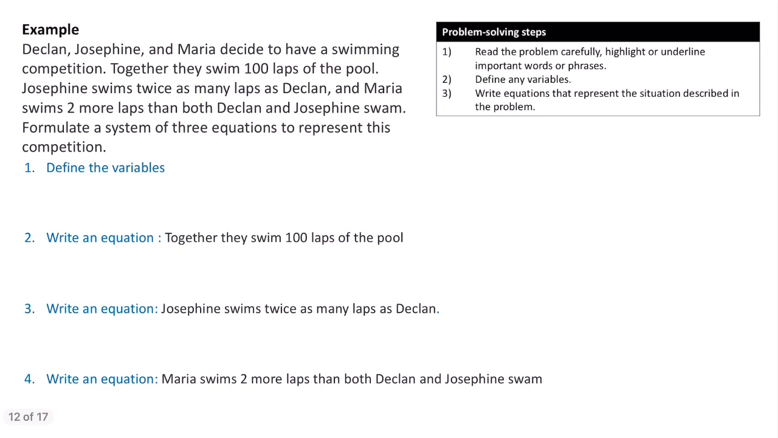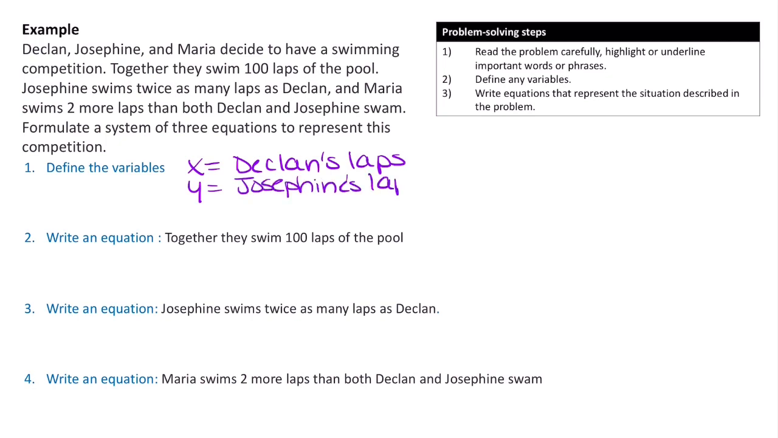So what don't we know? What are our variables? Well, we don't know how many laps they did individually, right? We know how many laps they did all together, but we don't know individual laps. So x, let's call that Declan's laps. And y, we're going to call that Josephine's laps. And z is going to be Maria's laps. Okay, so now let's take those sentences that I highlighted and let's turn them into 3 equations.